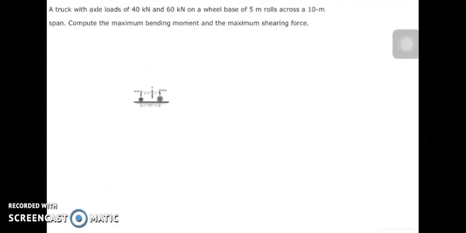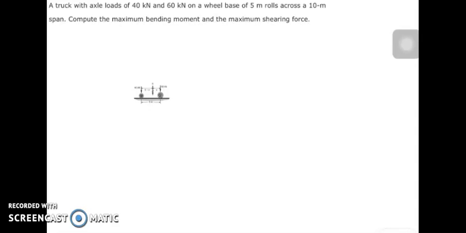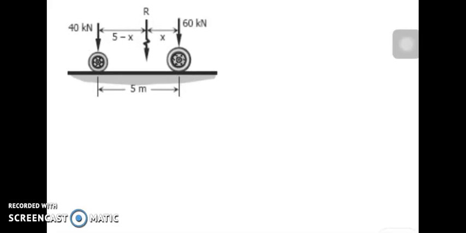For our first problem, we have a truck with axle loads of 40 kilonewton and 60 kilonewton on a wheelbase of 5 meters rolling across a 10 meter span. Compute the maximum bending moment and the maximum shearing force. This is our given figure, with loads of 40 kilonewton and 60 kilonewton.